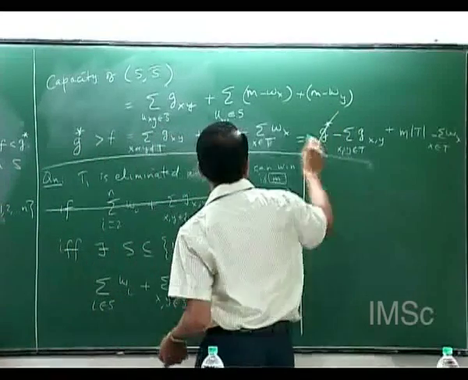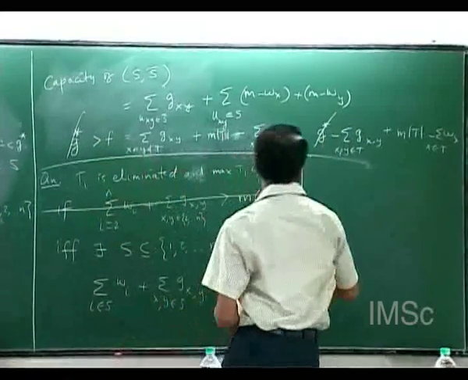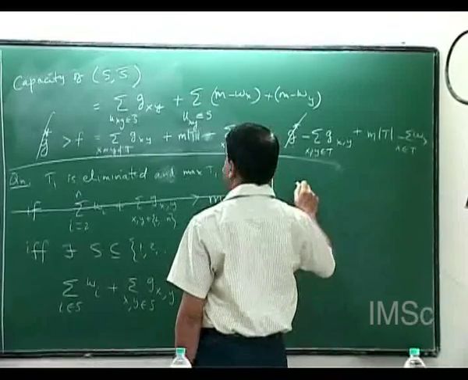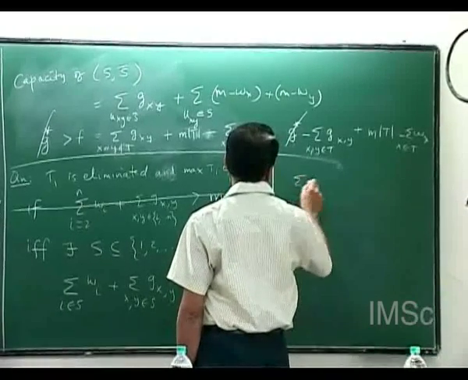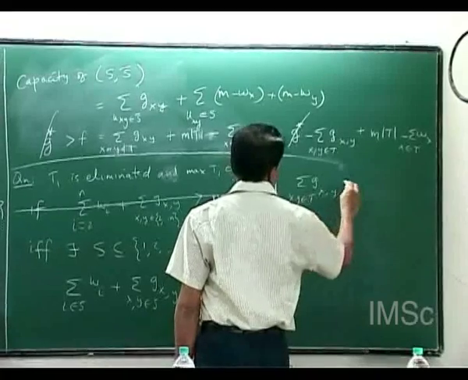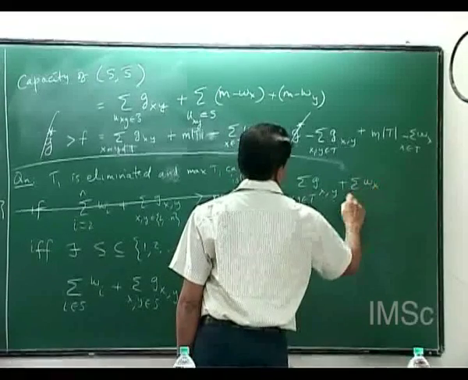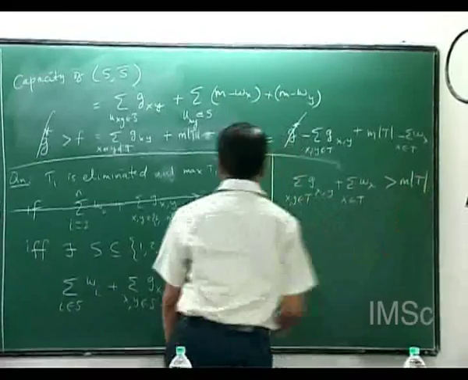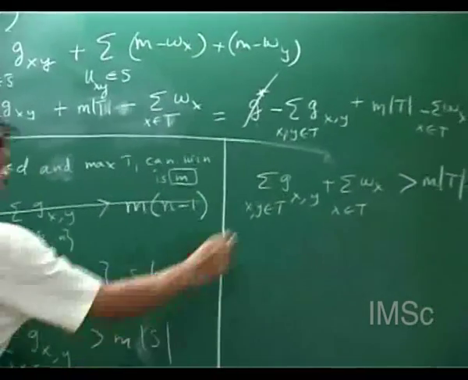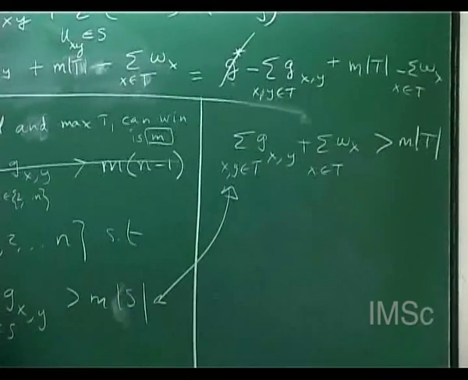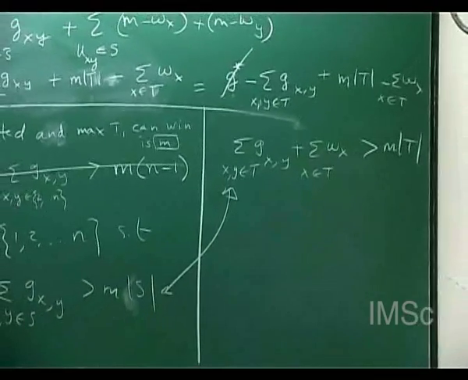So let me cancel this G star, and what I have is summation gxy, xy in T, plus summation wx, x in T, is strictly greater than m times T, and that is what we wanted to show. The T is playing the role of the set I am after.